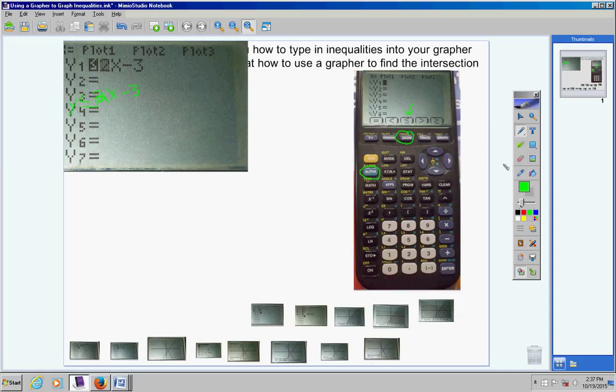Okay? Now next, you want to type in another inequality. Okay? So here it is.